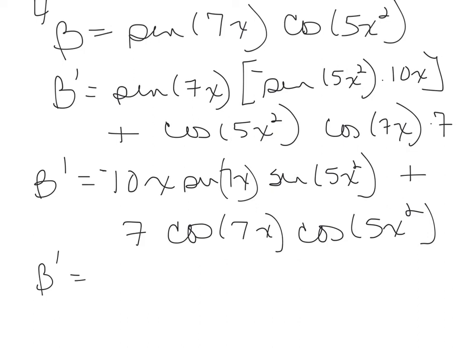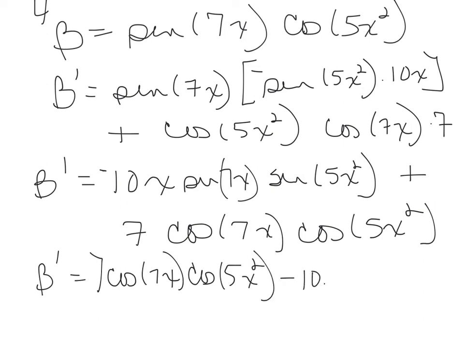If you did not want to have a leading coefficient that's negative, what you could do is put your cosines first. So I could have this cosine 5x squared and then minus 10x sine 7x sine 5x squared. Many times in textbooks you will see answers written that way so as to avoid having a leading negative coefficient. So that would be our final answer.